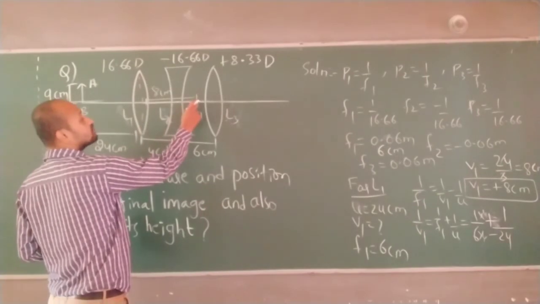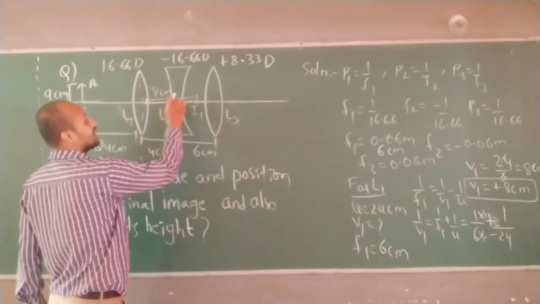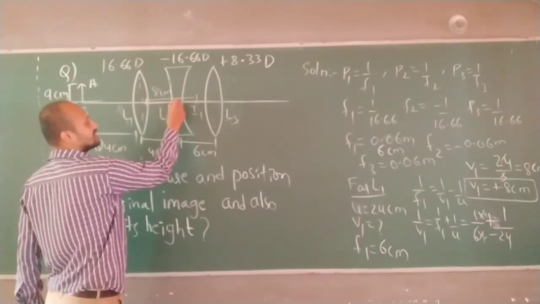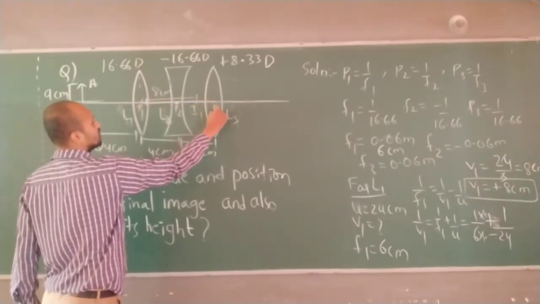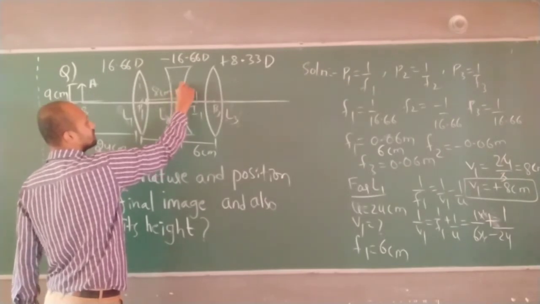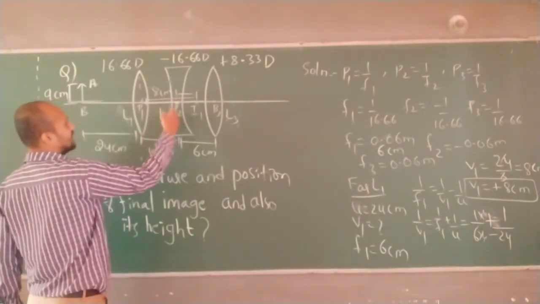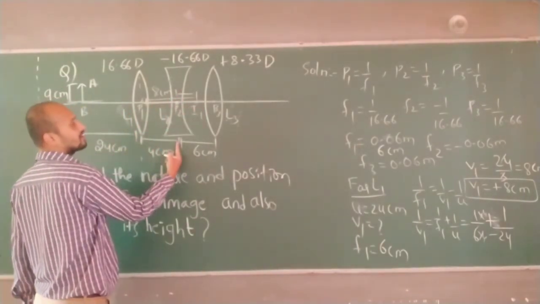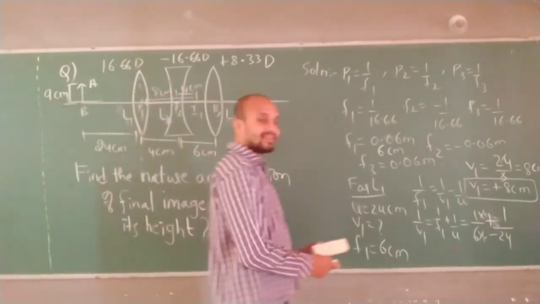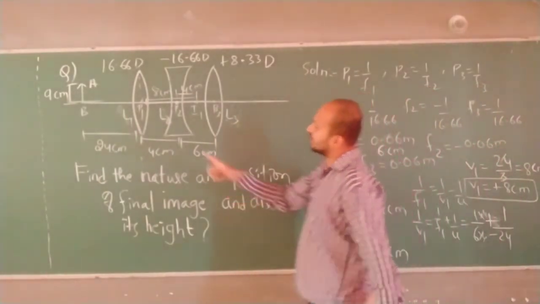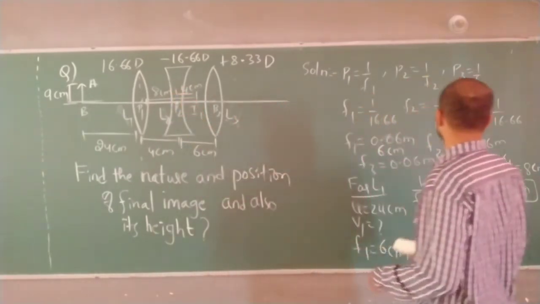Now this I1 image will act like an object to this lens. What is the object distance? From this point to this point. This distance is 8 centimeter and this is 4 centimeter, 8 minus 4, so this is 4 centimeter. For the second lens, the object distance is 4 centimeter.